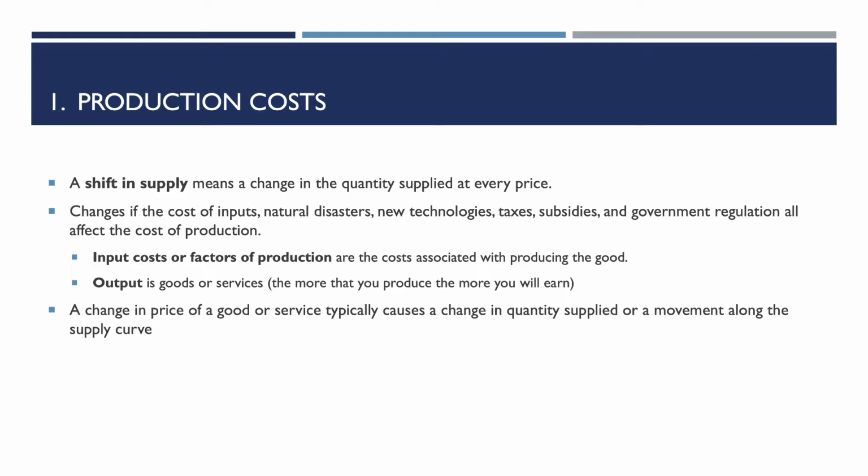So the first one will be production costs. A shift in supply means a change in the quantity supplied at every price. Changes in the cost of inputs, natural disasters, new technologies, taxes, subsidies, and government regulations all affect the cost of production. Input costs or factors of production are the costs associated with producing the good. Output is goods and services. The more that you produce, the more you will earn. A change in price of a good or service typically causes a change in quantity supplied, or movement along the supply curve. So what motivates firms?